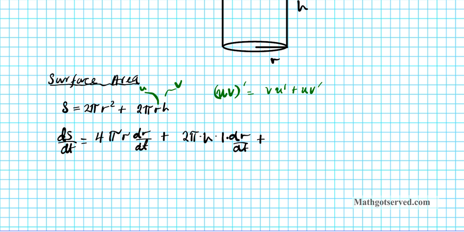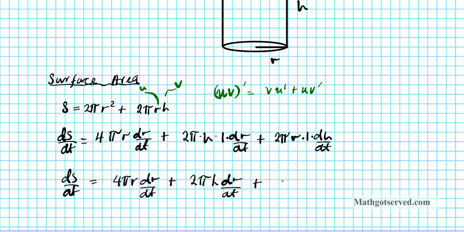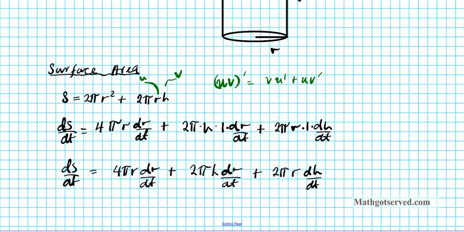Okay, plus we still keep that 2 pi, and u is r, and then the derivative of h is 1, dh/dt. Okay, so let's simplify it. We have dS/dt is equal to 4 pi r dr/dt, plus 2 pi h dr/dt, plus 2 pi r dh/dt. Okay, so that's the formula that relates to surface area.